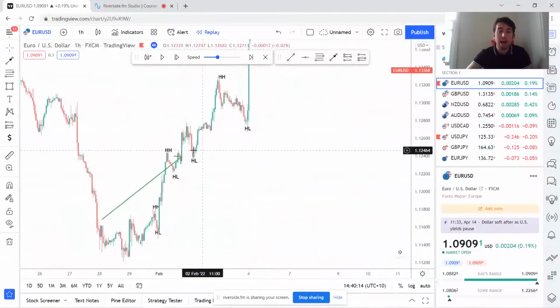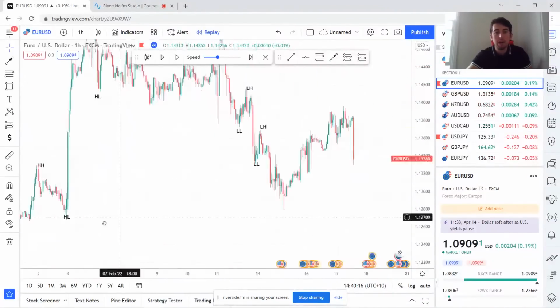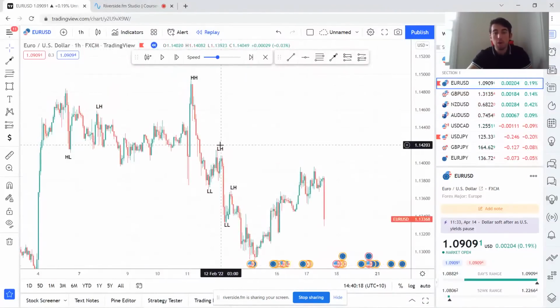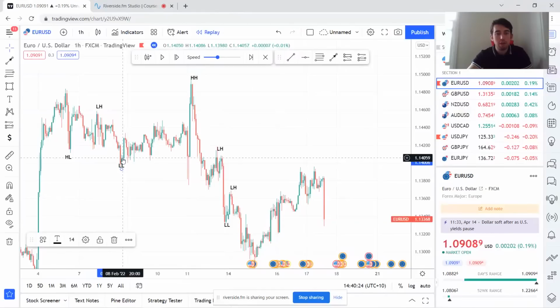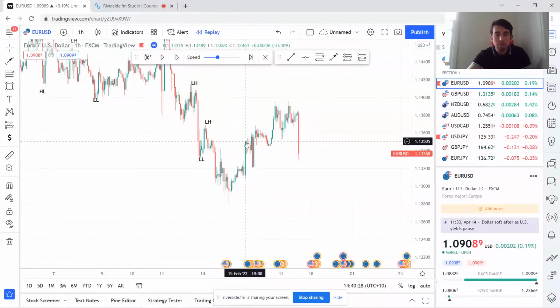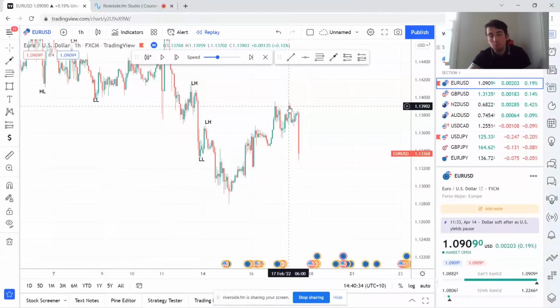Bullishness, dictated by higher highs and higher lows. Bearishness, dictated by lower highs and lower lows. Lower high, lower low, and so on and so forth. Lower high, lower low. Lower high, lower low. Then we've got a double top over here, and then we've got a higher high, higher low. Double top again, we've got a lower low.